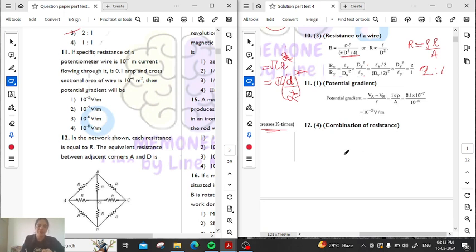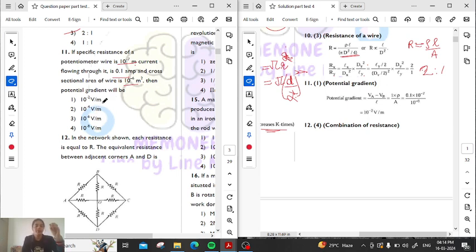What does it say? If the specific resistance of a potentiometer wire is 10 to the power minus 7 meter, अगर हमारे पास पोटेंशियोमीटर का स्पेसिफिक रेजिस्टेंस दिया है 10 to the power minus 7 meter. Current flowing through it is also given, 0.1 ampere. Cross sectional area of the wire is also given, 10 to the power minus 6 meter square. Then what should be the potential gradient that we need to find?